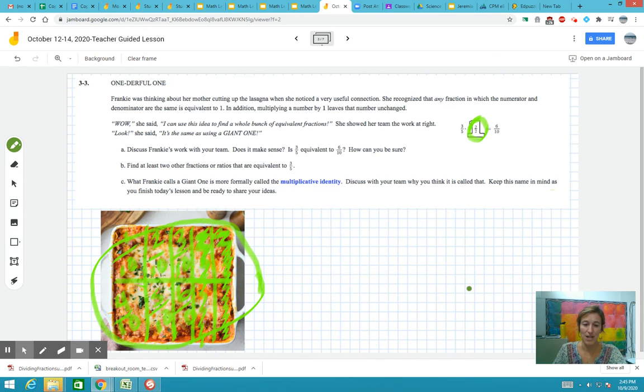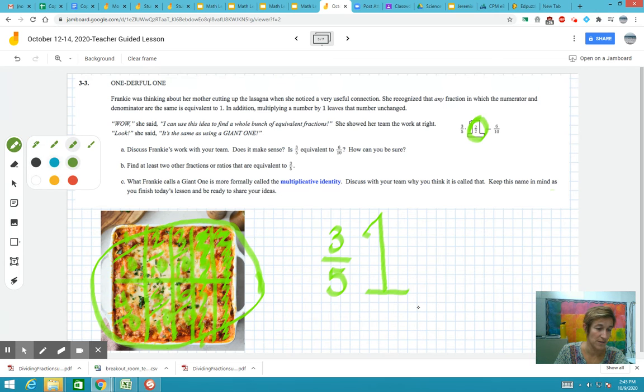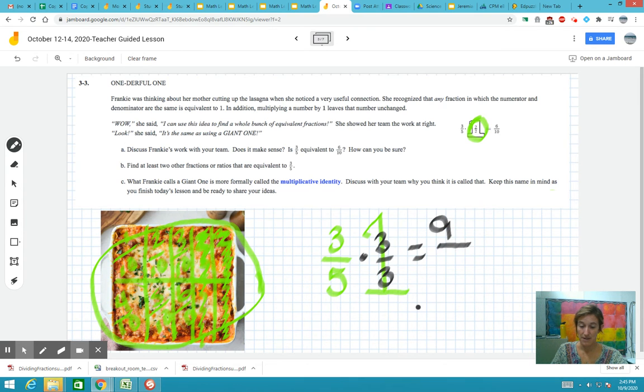That is a visualization of that answer. Now it asks us to find 2 more fractions or ratios that are equivalent to 3/5. So I'm going to say 3/5, and I'm going to have my giant 1 here. On top of my giant 1, I'm going to do this in black. So we've got a 2 here, I'm going to go with a 3. I'm going to say times 3/3. So now 3 times 3 is 9, and 5 times 3 is 15.